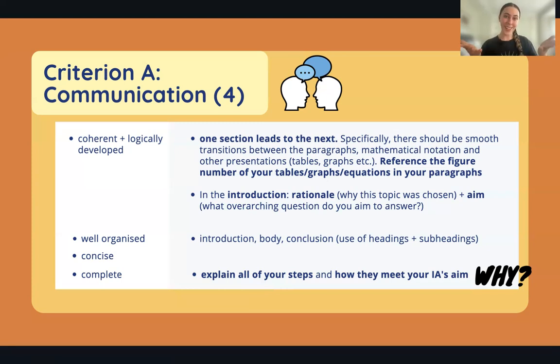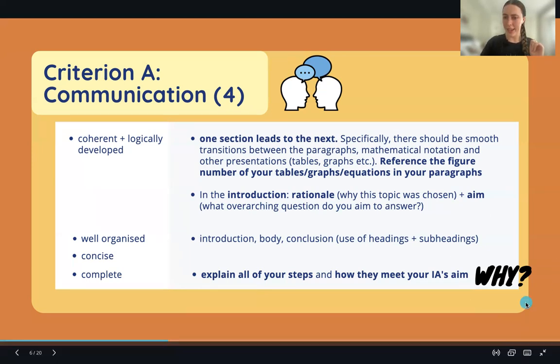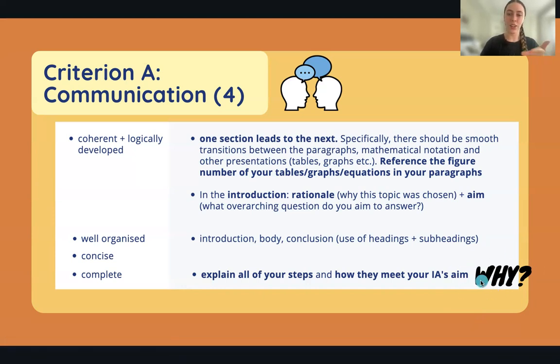So that is the communication criterion A. I also have "why" here because this is a little running theme: why are you doing the things that you're doing? You're doing them in order to answer your IA's aim. So everything should come with a justification of, I am doing this. Why? Because I want to meet my IA's aim, which is insert here.